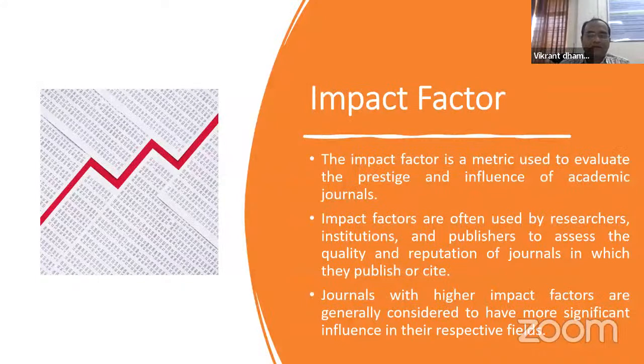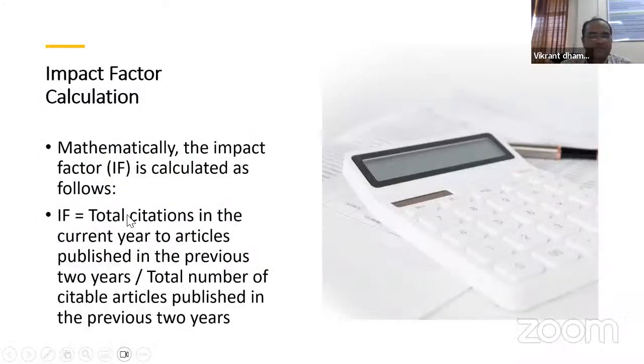So impact factor can be very high. Like one of the journals, Lancet, has a very high impact factor. It is almost more than 100. A journal like Nature has a very high impact factor. So impact factor decides the prestige of your paper.